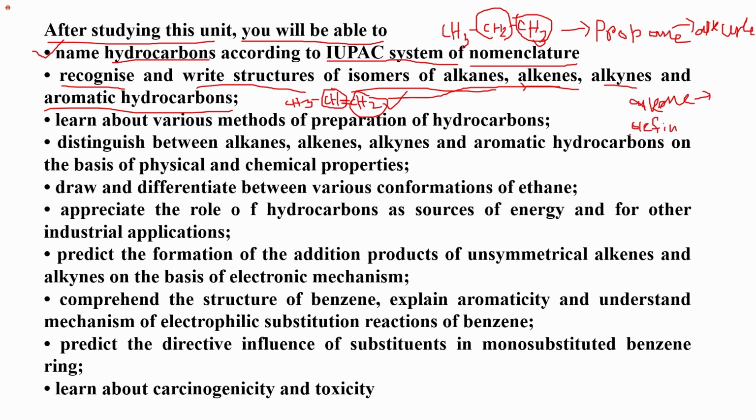Now the other moiety is the alkyne. What are alkynes actually? Let's say we'll start from here: CH, now a triple bond, another CH. This is called alkyne. Why is it called alkyne? Because it is an acetylene moiety. The original name of this molecule is acetylene. Now these are all the aliphatic systems.